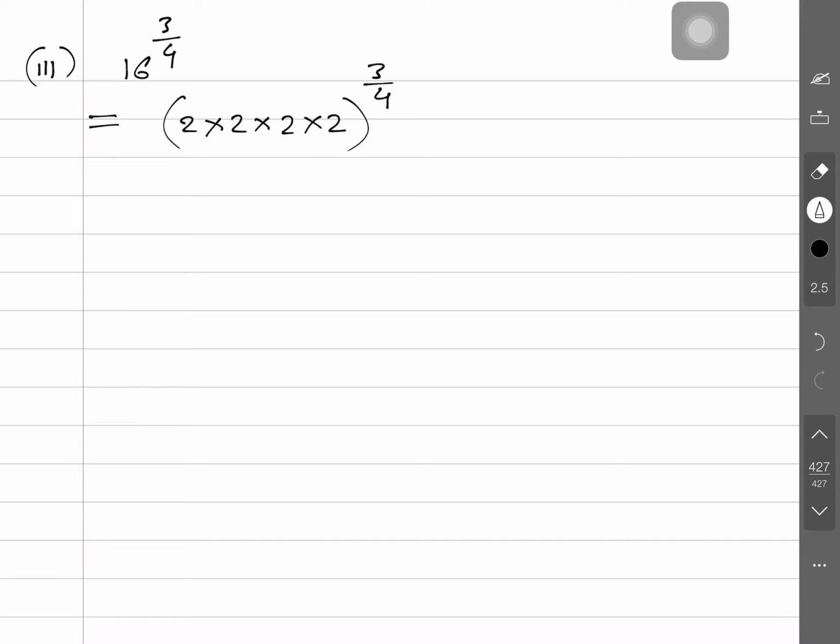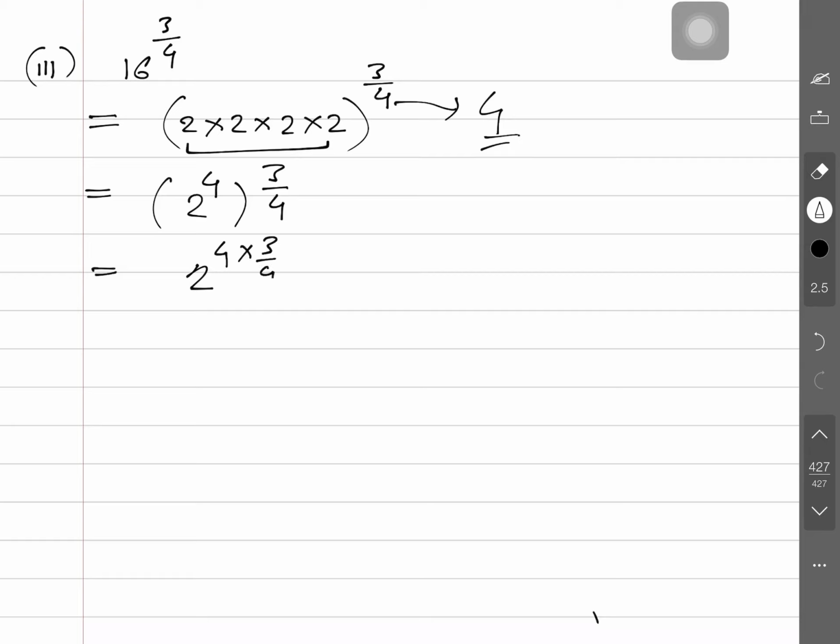So its main task is to make the grouping of so many factors together as its index. What is its index? 4. So we will make the group of 4, 4. So these all together become the single 2 to the power 4, and it is to the power 3 by 4. Is that clear? Further, 2 to the power 4 into 3 by 4. Now 4 cancels, so 2 to the power 3. 2 to the power 3 means 8. You just can answer. This is a simple method of solving the questions.